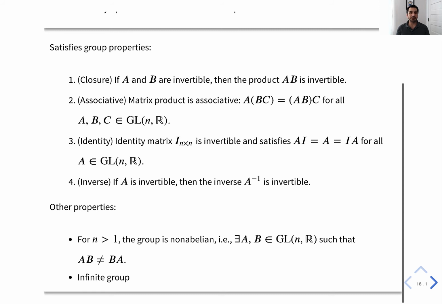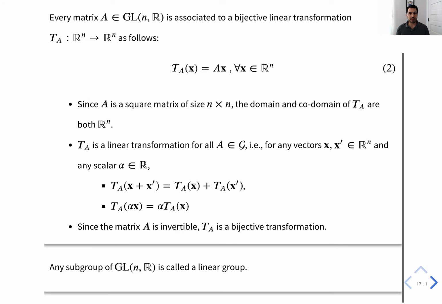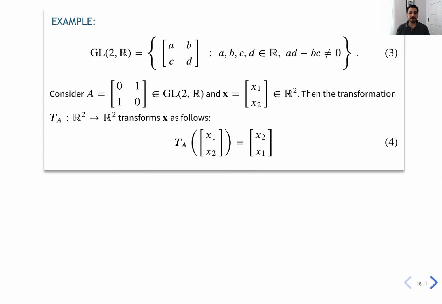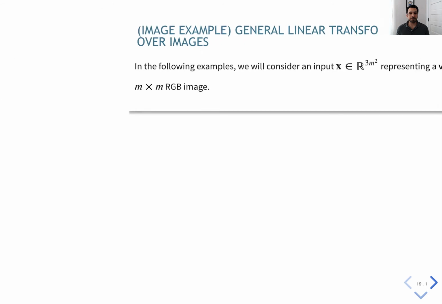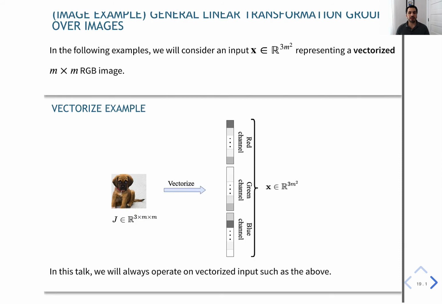It's not commutative. In the general linear group, all transformations can be defined as square matrices, and all transformations are linear. Any subgroup of the general linear group is a linear group. An example of a subgroup of a general linear group would be then the permutation matrix A. Now let's see another linear group that takes m by m colored images. Remember, the color images are going to be vectorized.